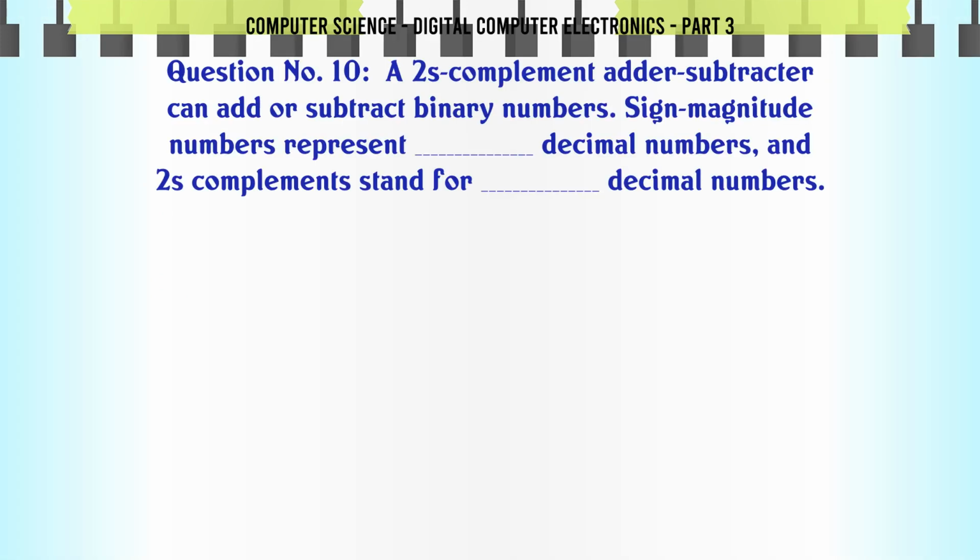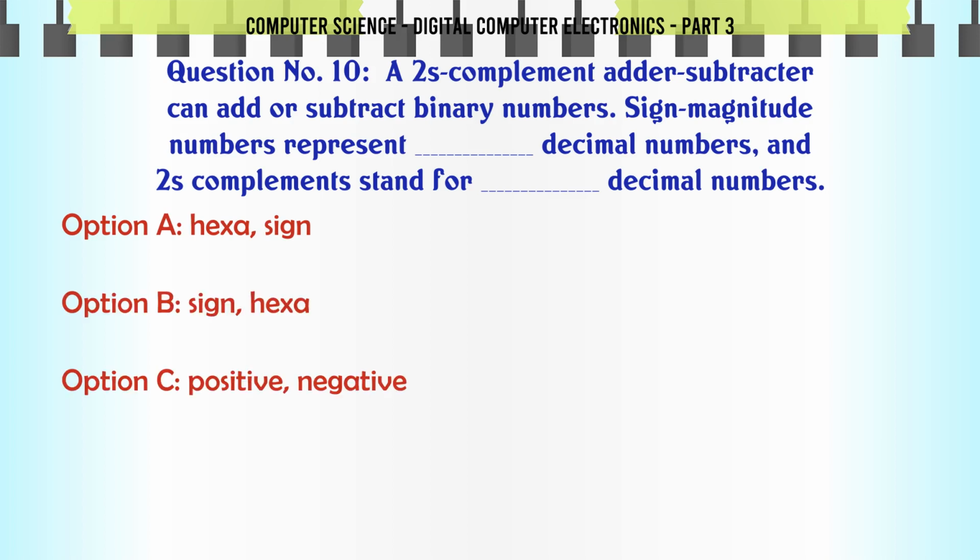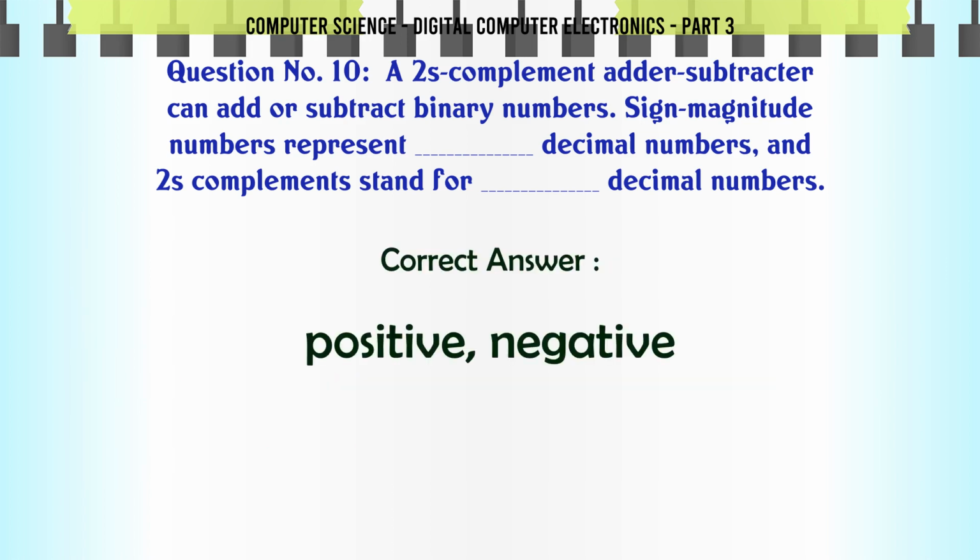A 2's complement adder subtractor can add or subtract binary numbers. Sign magnitude numbers represent decimal numbers and 2's complements stand for decimal numbers. A hexa sign. B sign hexa. C positive negative. D negative positive. The correct answer is positive negative.